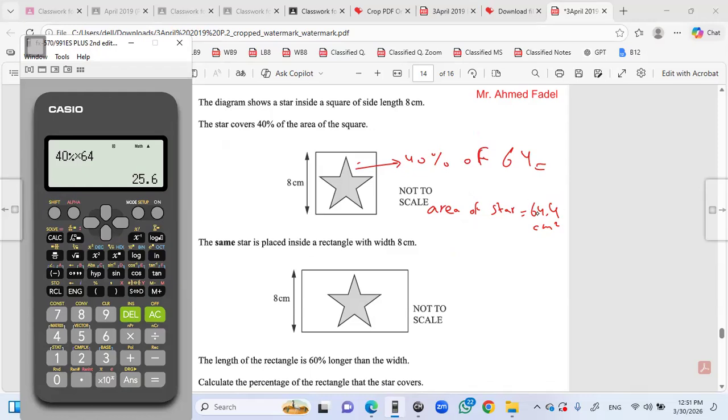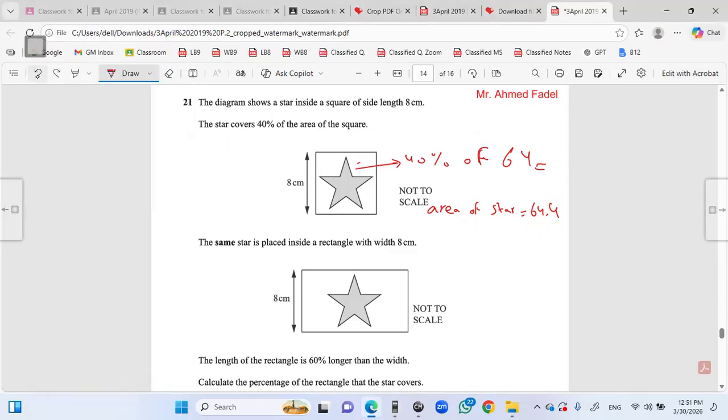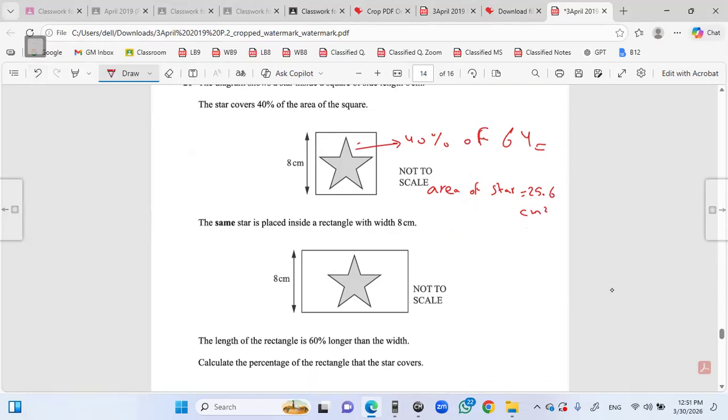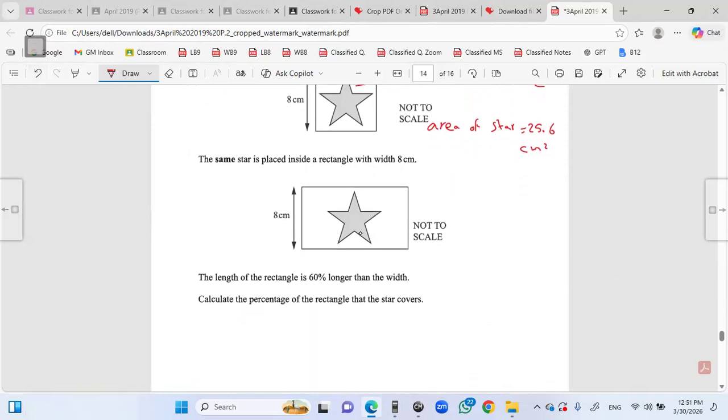Oh, what? Where did I get this number from? 25.6. Sorry, 25.6. 25.6 centimeters squared is the area of the star. Okay, so again, 25.6 centimeters squared.